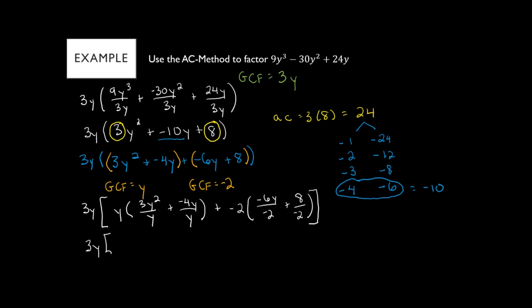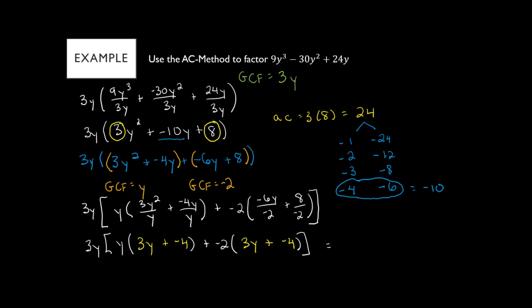And then I've got my bracket, my y, and I simplify. So one of the y's cancel. You're left with 3y plus negative 4. And then I have my plus negative 2, then negative 6 divided by negative 2 is a positive 3, 3y plus 8 divided by negative 2 is negative 4. And to double check, always double check that your parentheses match. They need to have the same numbers and the same sign, so they both are a positive 3y and a negative 4.